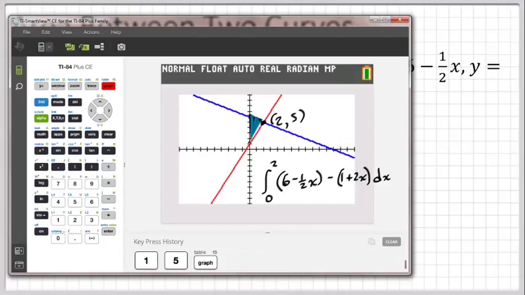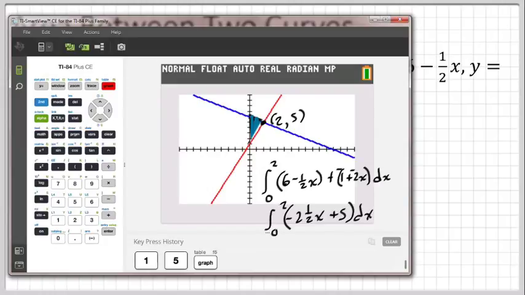Alright, can we simplify what's inside the integrand? Let's make that a -1 and -2. Okay, what is negative 1/2 x plus negative 2x? That's going to be negative 2 1/2 x. 6 plus -1. That's going to be 5. So we have dx right here, and we go 0 to 2.